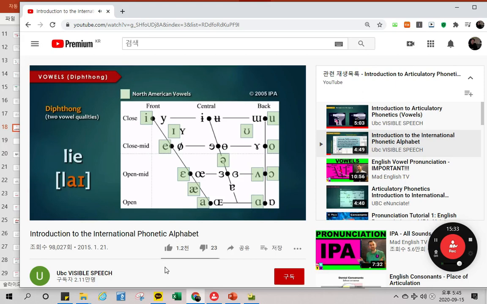I, as in the word lie, starts out at and ends at I. Ow, as in the word house, starts at and ends at. O, as in the word row, starts out at O and ends at. And finally, oi, as in the word boy, starts out at aw and ends at I.